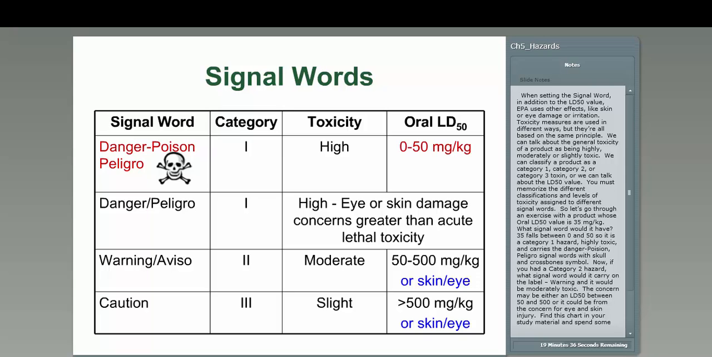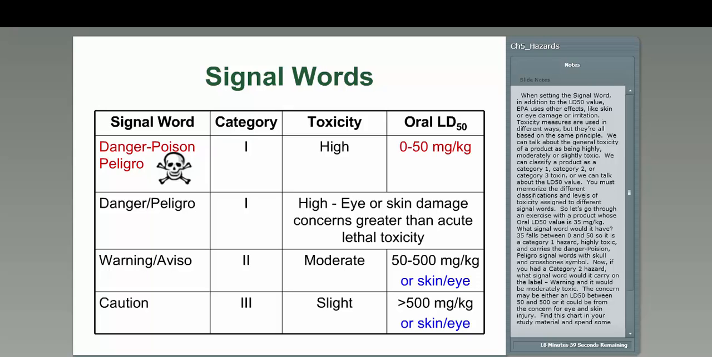When setting the signal word, in addition to the LD50 value, EPA uses other effects, like skin or eye damage or irritation. Toxicity measures are used in different ways, but they're all based on the same principle. We can talk about the general toxicity of a product as being highly, moderately, or slightly toxic. We can classify a product as a Category 1, Category 2, or Category 3 toxin, or we can talk about the LD50 value. You must memorize the different classifications and levels of toxicity assigned to different signal words.